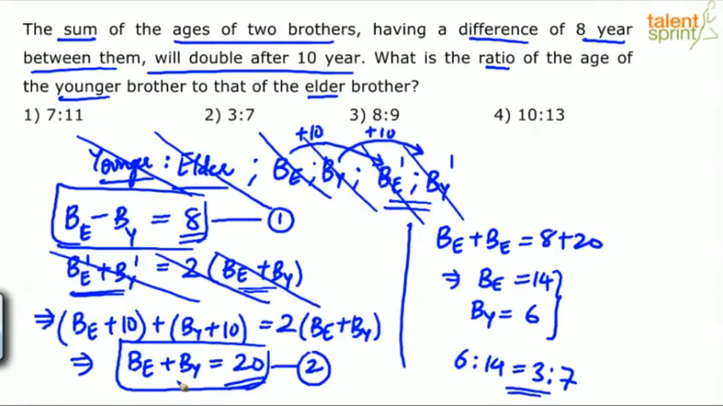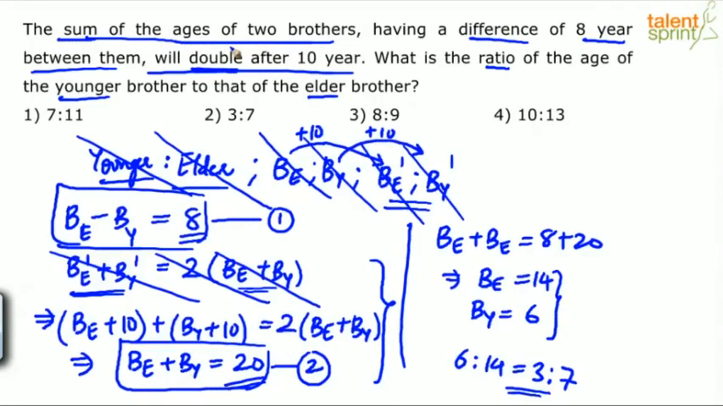Now, before we move on, I would like to draw your attention to an important point. Without writing these 3 steps, how do you know that BE plus BY is going to be 20? Look at the statement here. He says the sum of the ages of the two brothers will double after 10 years. It will double after 10 years.